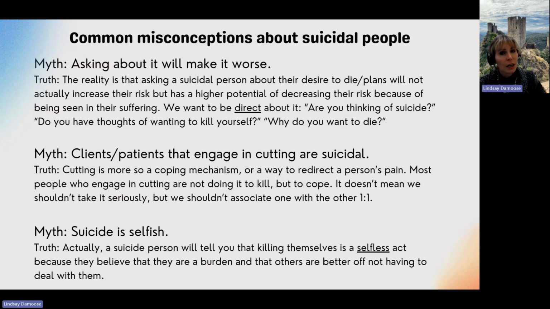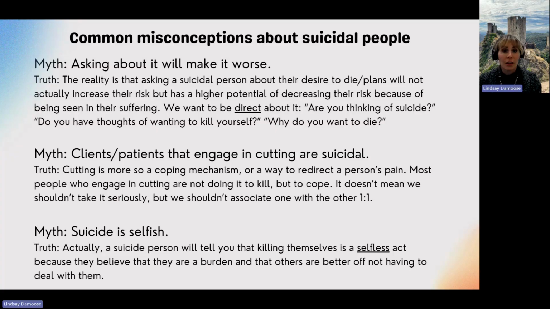Another myth, and I totally get that when people unfortunately die by suicide, it creates the process of grief, obviously, for those that survive them. A lot of times out of anger, people will say, "Oh, this is selfish. This person killed themselves, and that was such a selfish way out."